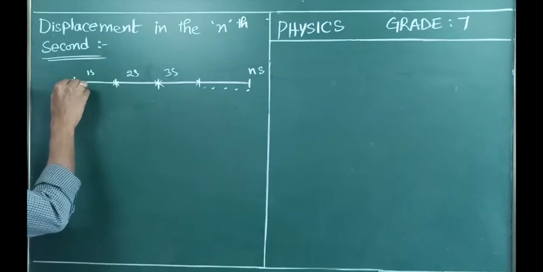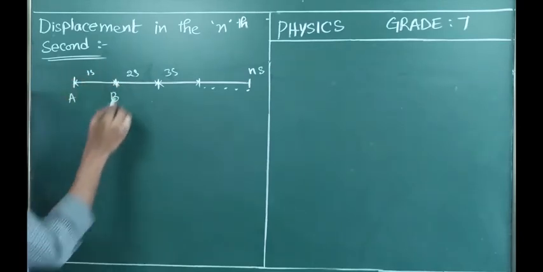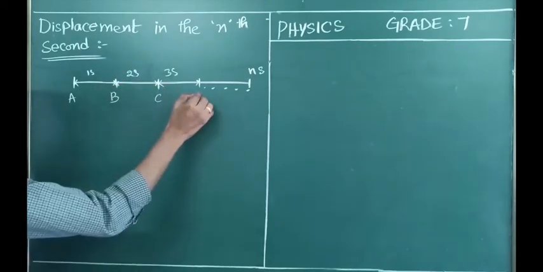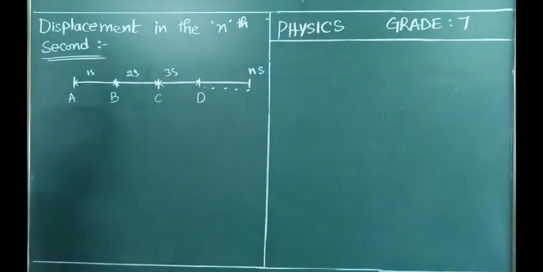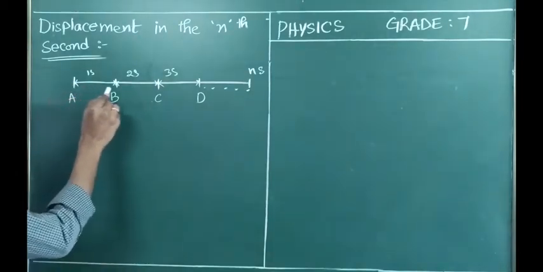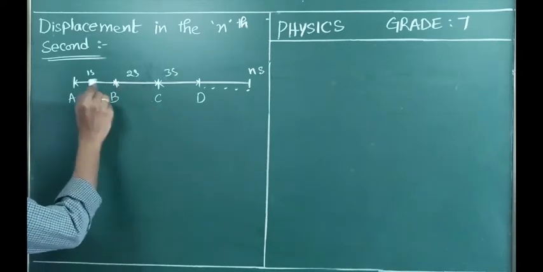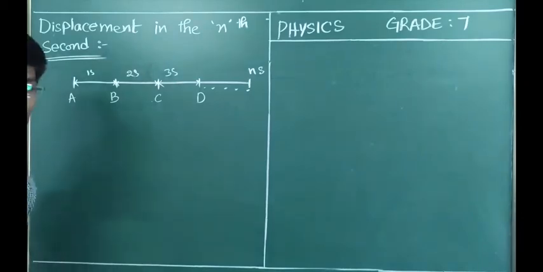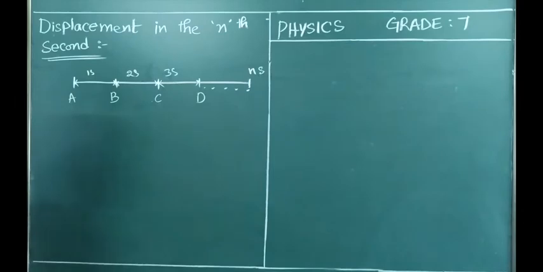First second distance means from this point to this point, say A to B is the first second distance. B to C is the second second distance. C to D, this is the third second distance. So here, if I want to find out the distance or the displacement travelled in the third second itself, what I need to do?